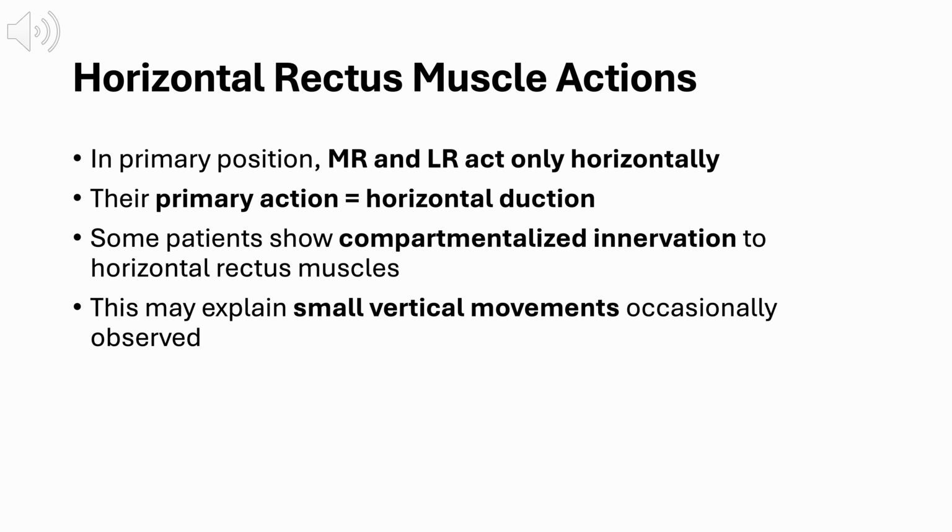In some patients, there is evidence of compartmentalized innervation within the horizontal rectus muscles. Different portions of the muscle may be activated independently. This compartmentalization may explain why small vertical movements are occasionally observed during what should be purely horizontal gaze shifts.